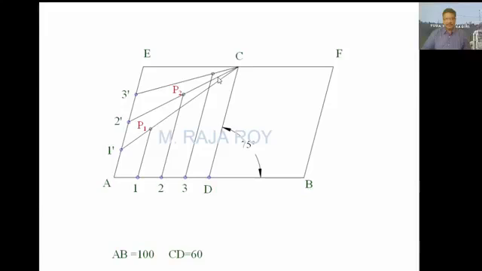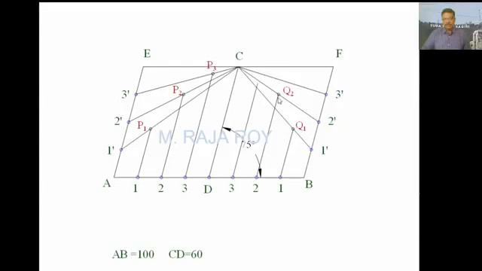This is P3. Repeat the procedure on this side. 1, 2, 3. Here also mark 1 dash, 2 dash, 3 dash. Draw the lines. Next, draw the parallels to CD like this. Q1, Q2, Q3. Now this is the parabola inside a parallelogram.